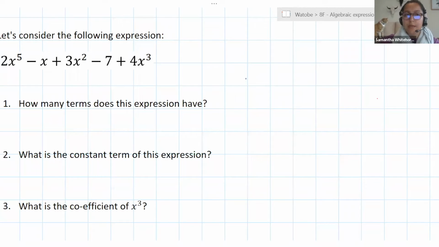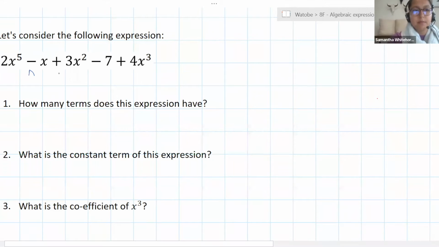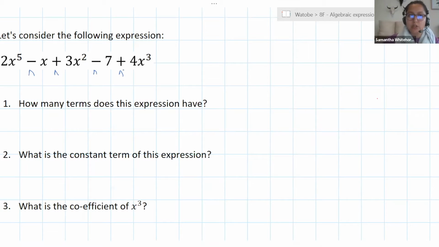Remember we spoke about the fact that an expression is made up of terms, and that plus and minus signs separate terms. So anytime I see a plus or a minus sign, I automatically want to be thinking that these are going to separate my terms. The first question is asking, how many terms does this expression have? Based on what I've just said about plus and minus signs separating terms, in the chat, or you can raise your hand, I want you to tell me how many terms this expression has.